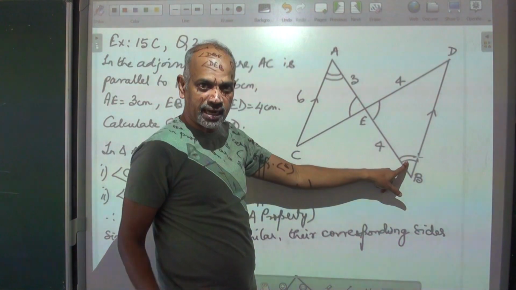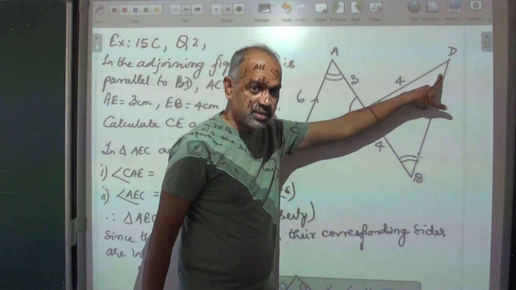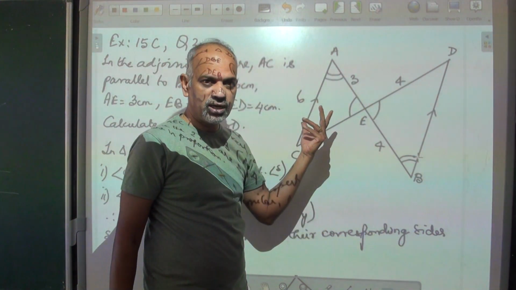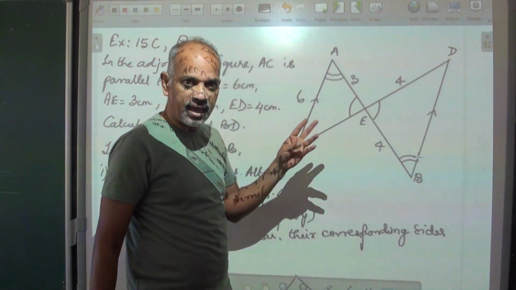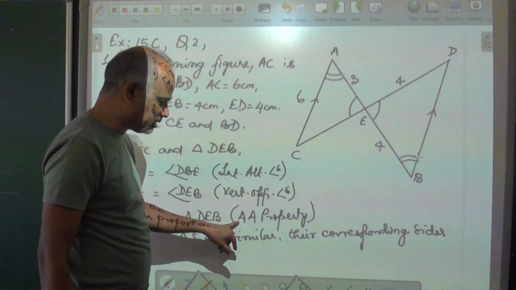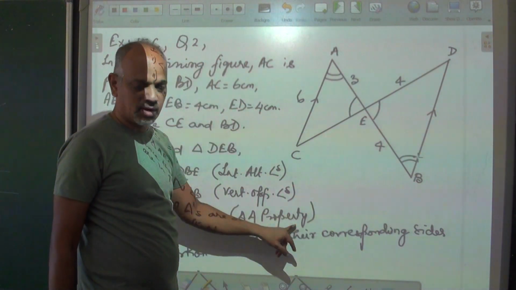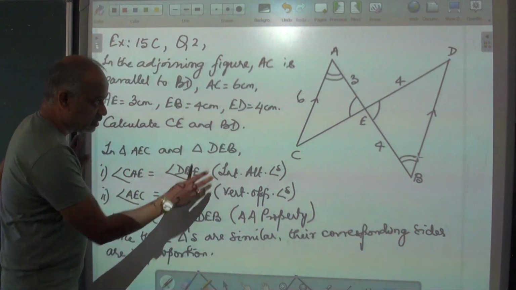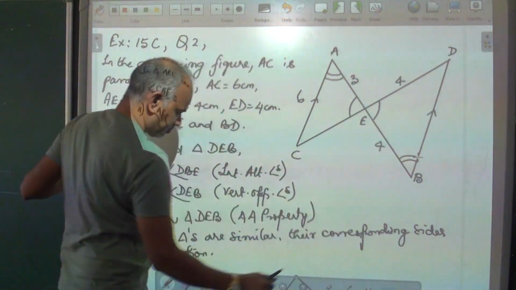This and this is the second angle which is equal. This and this is the third angle equal. I said naturally the third one becomes equal. So you can write it as AAA property or you can write just AA property. Automatically the third angle becomes equal. So these two triangles are similar.